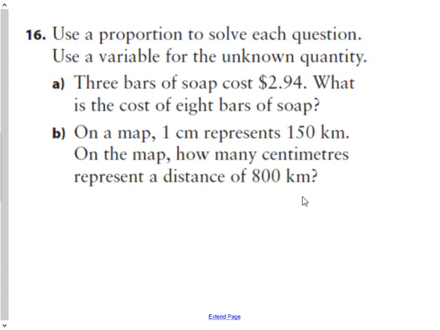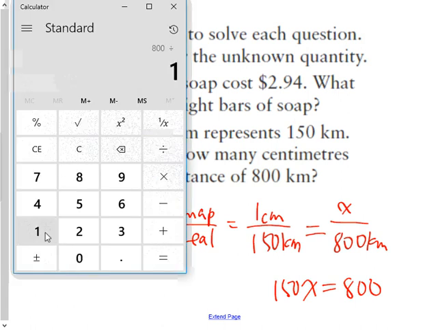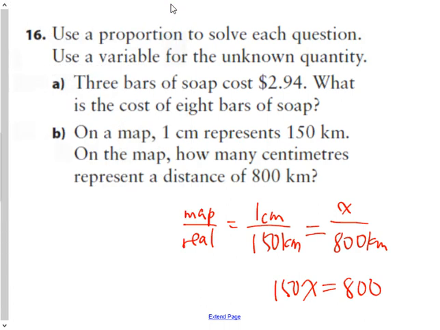And on a map, 1 centimeter represents 150 kilometers. On a map, how many centimeters represent a distance of 800 kilometers? So we're going to put map to real. And therefore, 1 centimeter to 150 kilometers is proportional to how much in the map for 800 kilometers. If I use cross multiplication, I get 150x equals 800. Divide 800 by 150. And I get 5.3 repeating. So x equals 5.3 repeating. Or a better way to put that would be 5 1/3 centimeters.